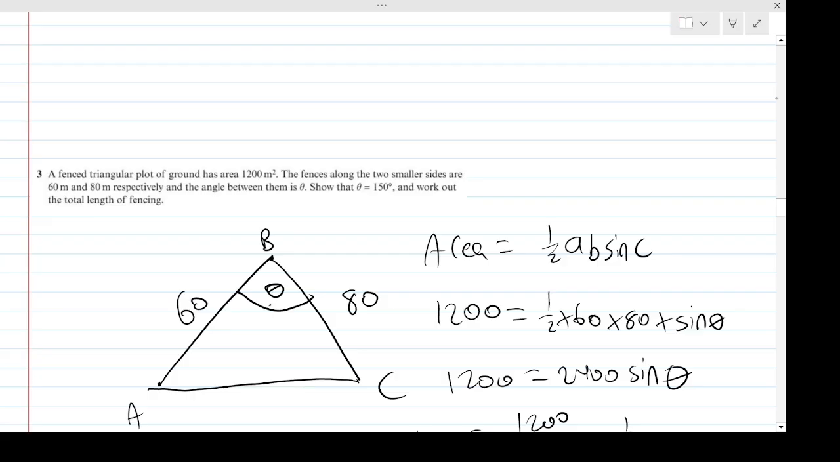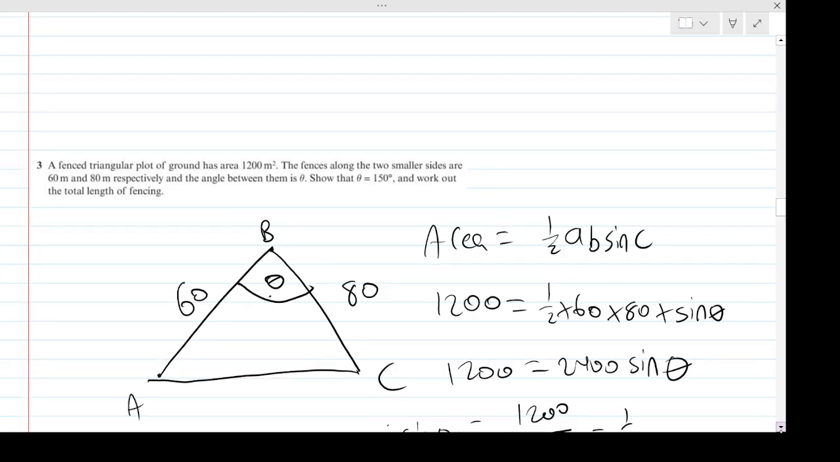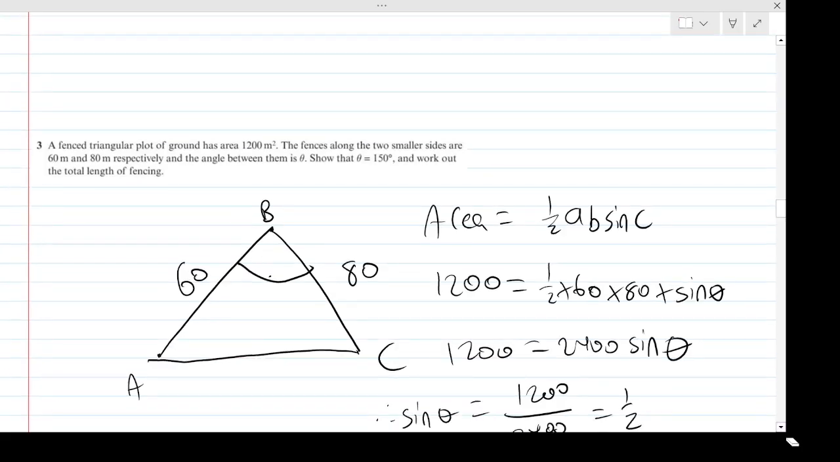But then it says work out the total length of the fencing. So we can actually say theta is now 150 here, if we wanted to. Work out the total length of the fencing, so it's asking for the perimeter, so all the sides. Well, we know two sides already, the 60 and the 80. We're just missing this AC, which I'll call X. How can we work that out?